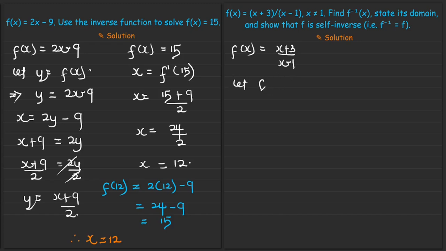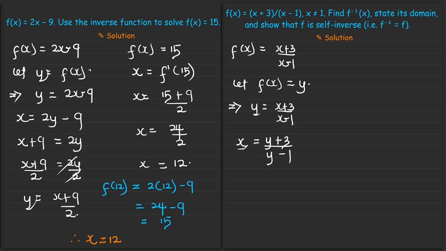So we have to let f of x be equal to y. And if that is the case, it implies that y is equal to x plus 3 all over x minus 1. This is the first step. The second step says let's swap x for y. So if you see y, we are going to put an x. So x equals, if you see x, we are going to put a y. So y plus 3 all over y minus 1.